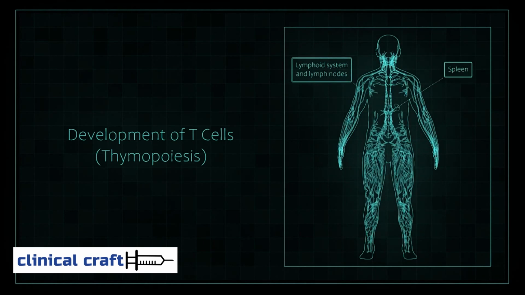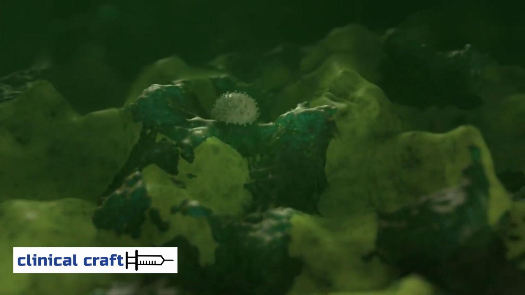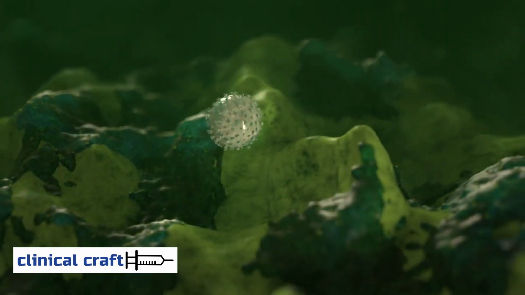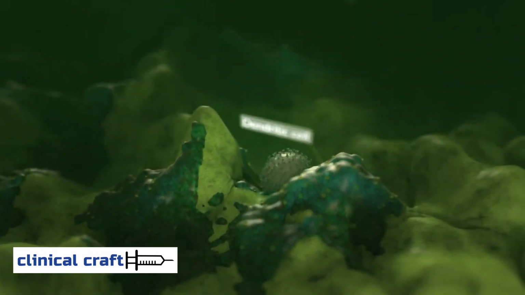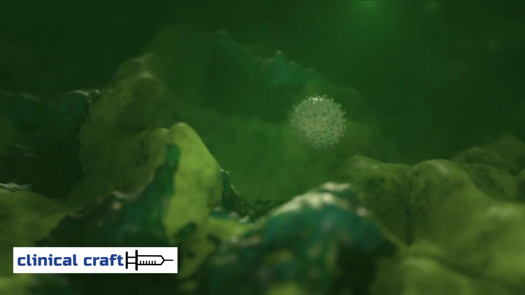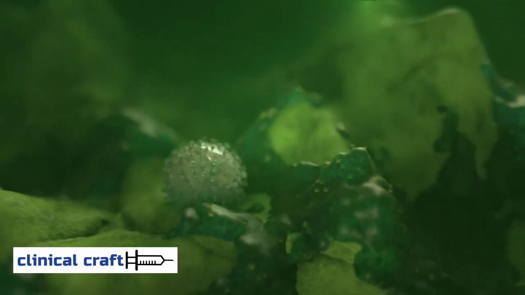Afterwards, they usually migrate to secondary lymphoid organs, such as the lymph nodes and the spleen. In the lymphoid organs, naive T cells and dendritic cells meet. The dendritic cells have already had contact with a pathogen and present the antigen on the surface. They are also professional antigen-presenting cells.